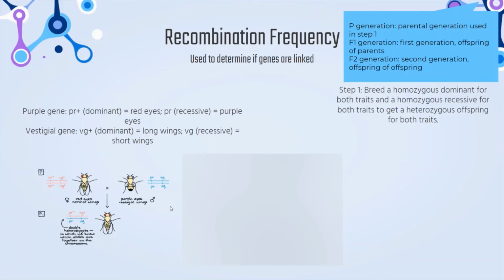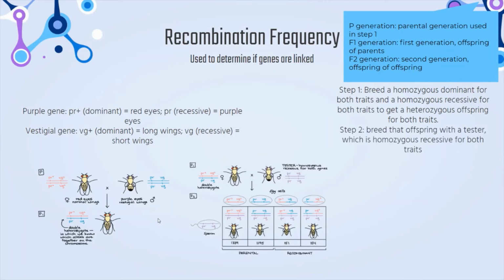So the first step is to breed a homozygous dominant for both traits and a homozygous recessive for both traits in order to guarantee that we get an individual that will be heterozygous for both traits. Using this heterozygous offspring in question, we will breed that with a tester, and this tester will be homozygous recessive for both traits.